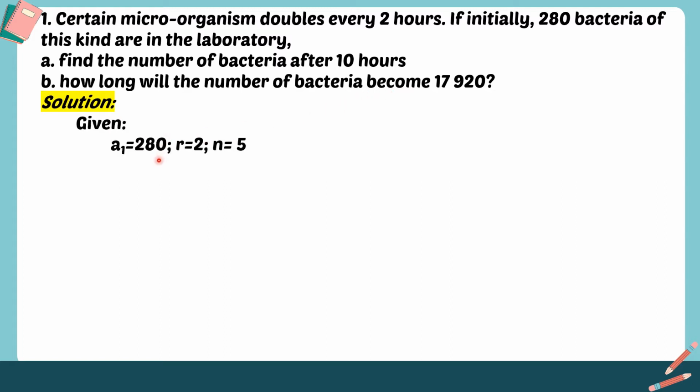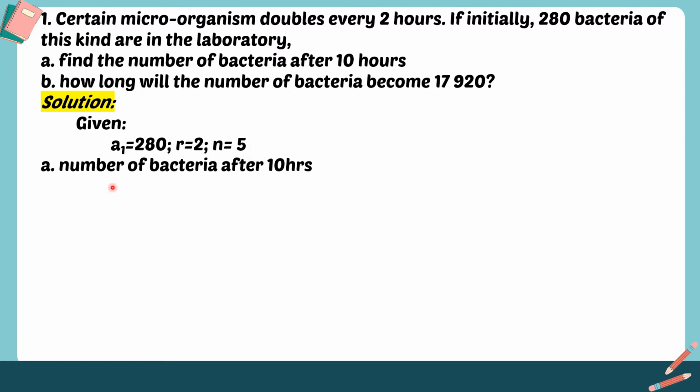Yung given natin, ang first term is 280. Ang common ratio ay 2 dahil nagdo-double siya every 2 hours. And then, yung n natin ay 5. Bakit 5? Hindi 10. Kasi, every 2 hours lang siya nagdo-double. So, ibig sabihin, i-divide lang natin yung 10 sa 2. Kaya magiging 5. So, ibig sabihin, 5 times lang siya magdo-double ng numbers.